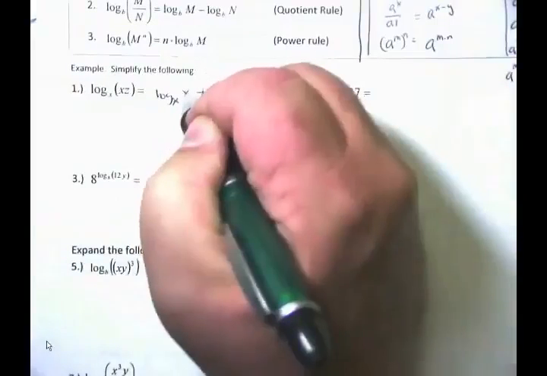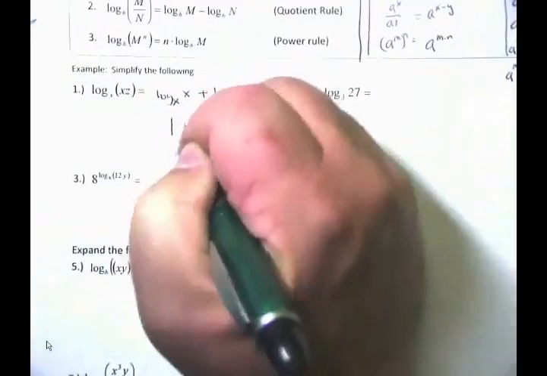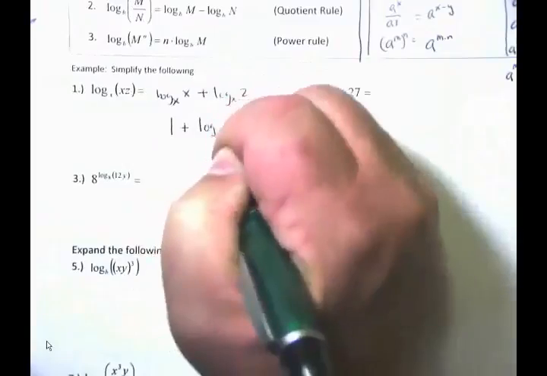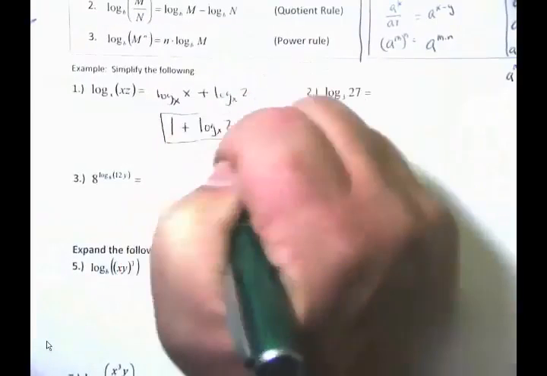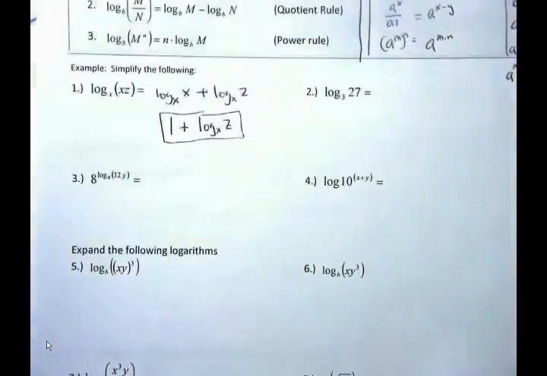What is the log base x of x? Well, when it's the same base as what you're taking the log of, they cancel, and you get 1. So the answer is 1 plus the log base x of z.